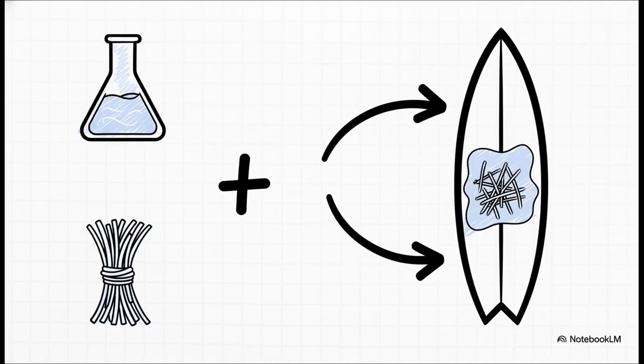Every composite has two stars of the show. You have the matrix, which is basically the glue holding everything together. And then you have the reinforcement, which provides all the strength and stiffness, usually in the form of tiny, powerful fibers. A perfect example is fiberglass. You take strong but brittle glass fibers and mix them into a flexible plastic resin. The result? You get the strength of glass without the brittleness, creating a tough, lightweight material that's perfect for things like boat hulls or surfboards. The best of both worlds.